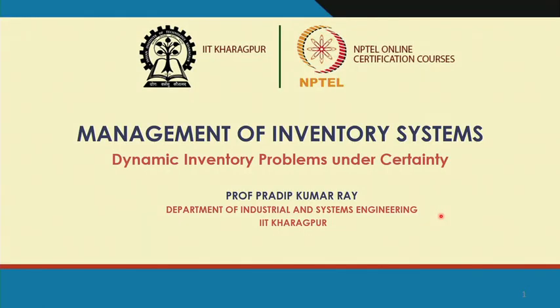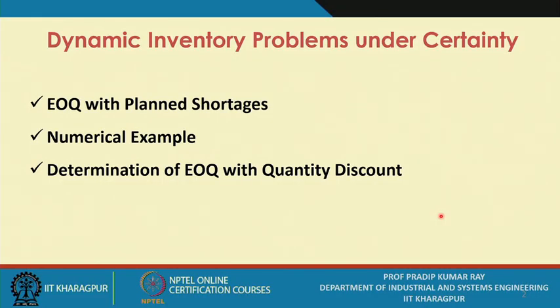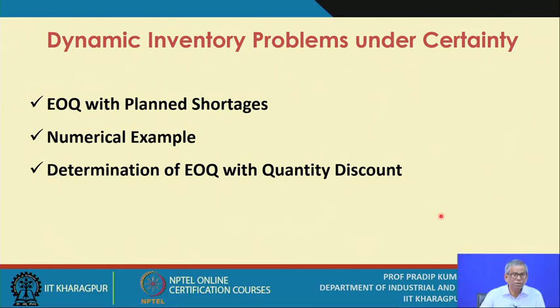Now we are going to discuss dynamic inventory problems under certainty. We are going to discuss EOQ modeling with planned shortages. This is an important issue, because in many cases you have no other alternative but to plan for shortages. There are certain items for which planned shortage is a feasible alternative, so how to determine the order quantity.